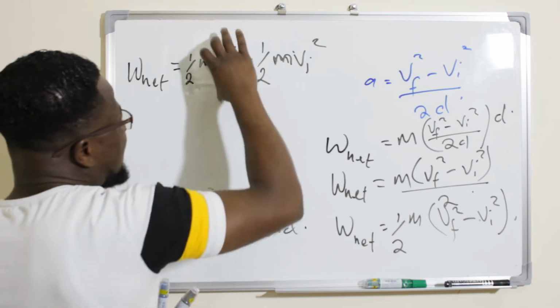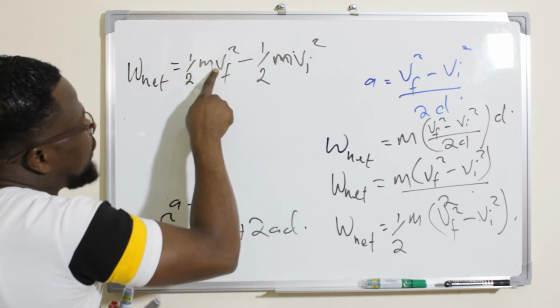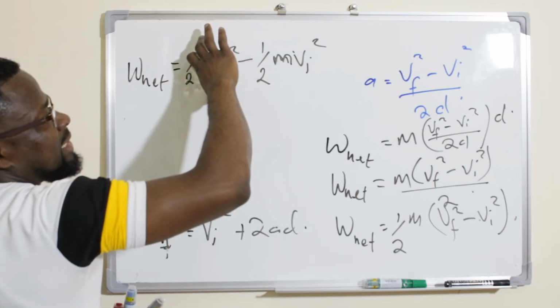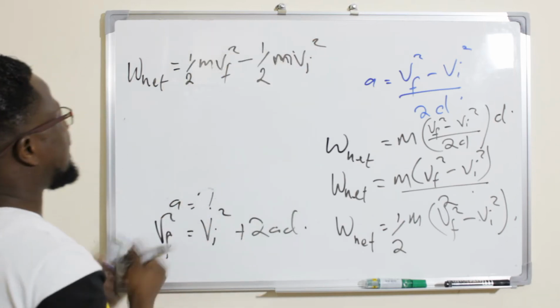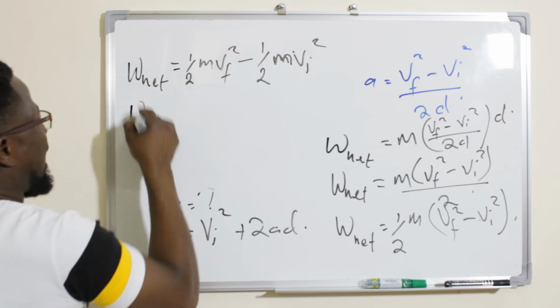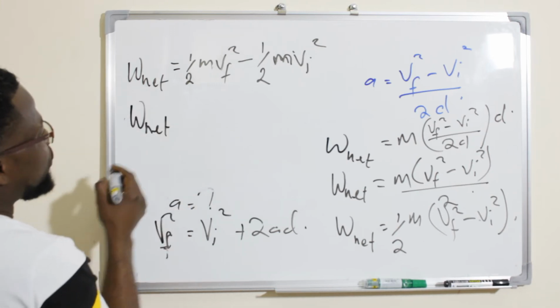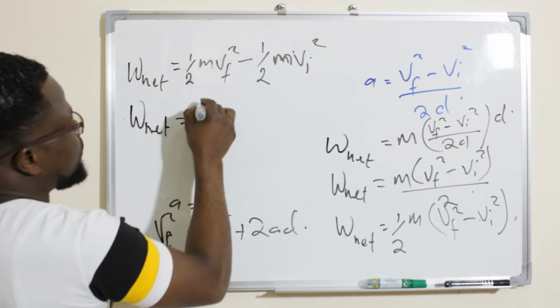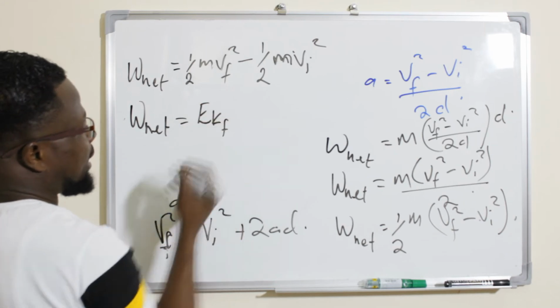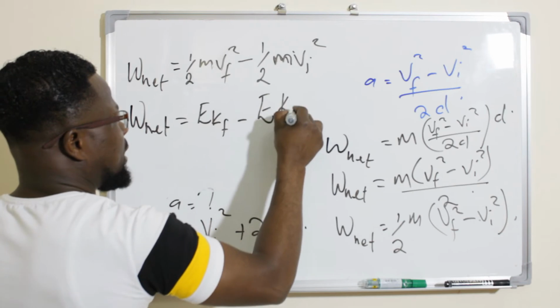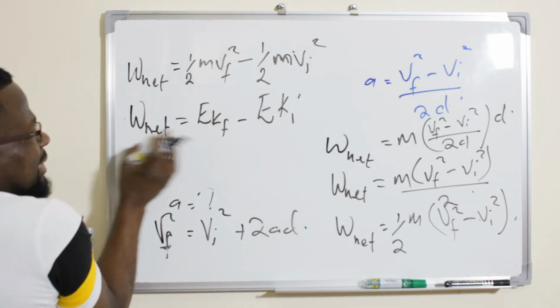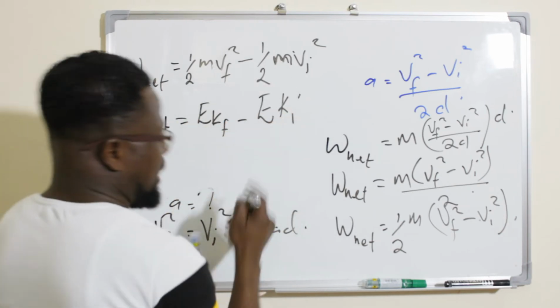What type of kinetic energy? Here, because we are speaking of Vf, I can say the final kinetic energy minus the initial kinetic energy. So these can be written as W net is now equals to Ek final minus Ek initial. And what is Ek final minus Ek initial?